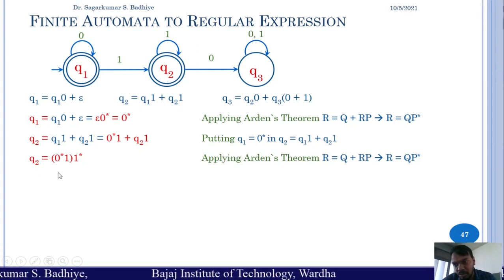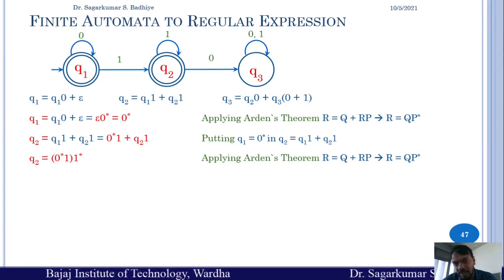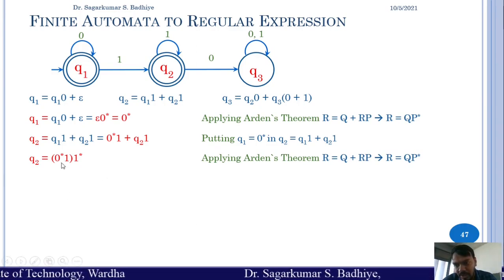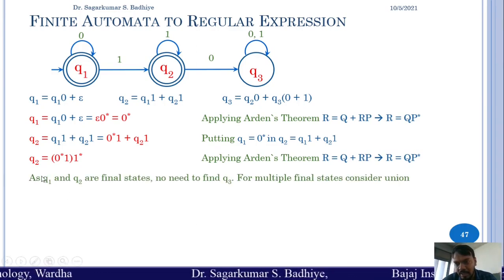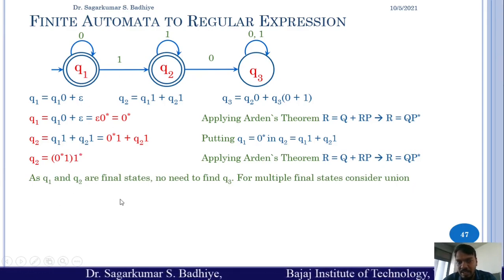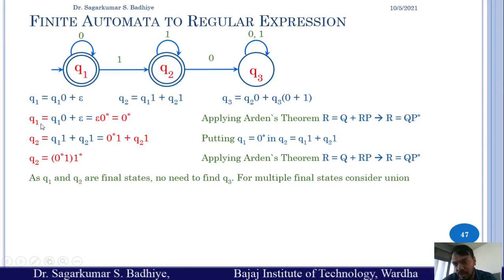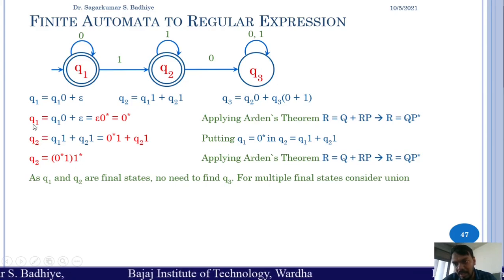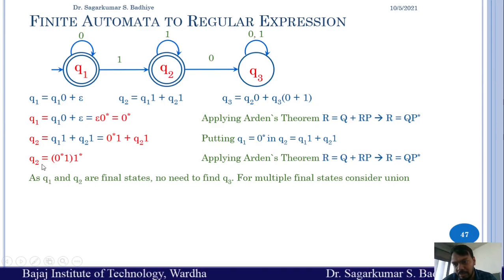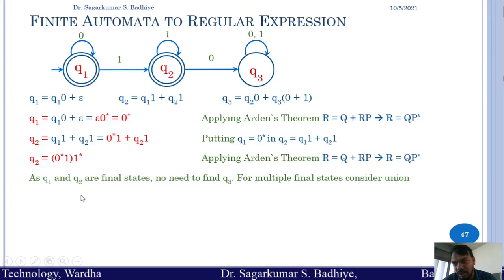If there was q3 in either q1 or q2, in that case we would have required the value of q3. So we'll skip that. Because q1 and q2 are the only final states, we need to consider the union of these two. Either the regular expression at q1 would be accepted, or the regular expression at q2 would be accepted. So we need to consider the union of these two regular expressions.